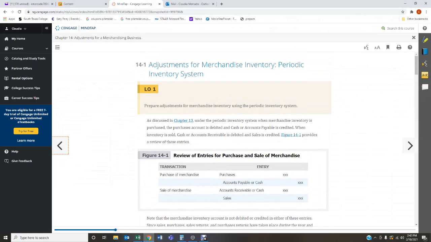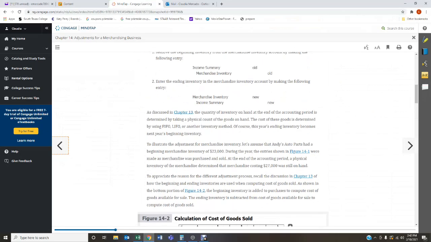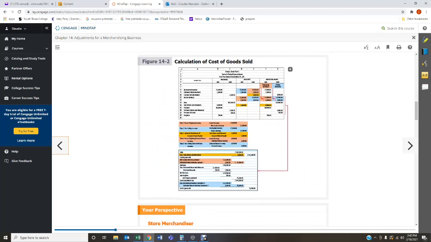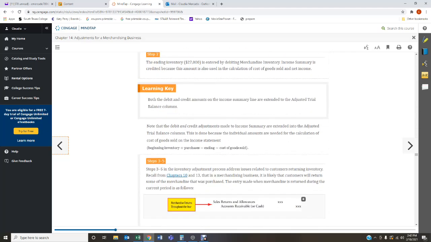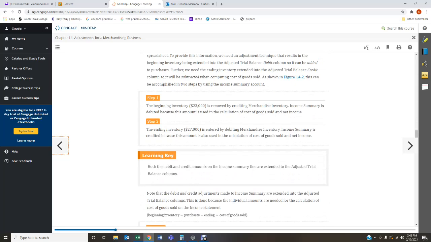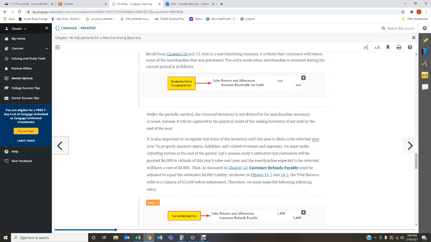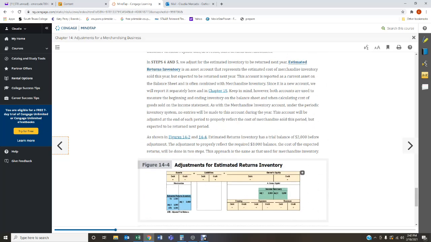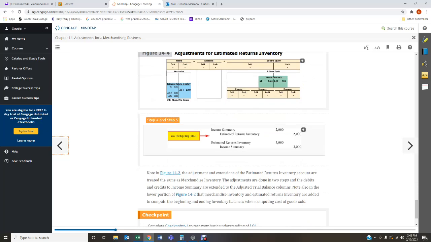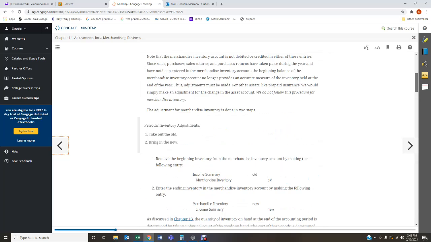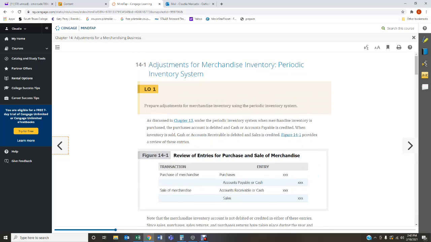Read over this information in section 14.1. It has illustrations of how to do it. It has examples of how to complete. It has the steps outlined, steps 1, 2, steps 3 to 5. So all of the actual information, as well as examples for steps 1 through 5, are being covered and included in your ebook. So make sure you refer back to those sections.